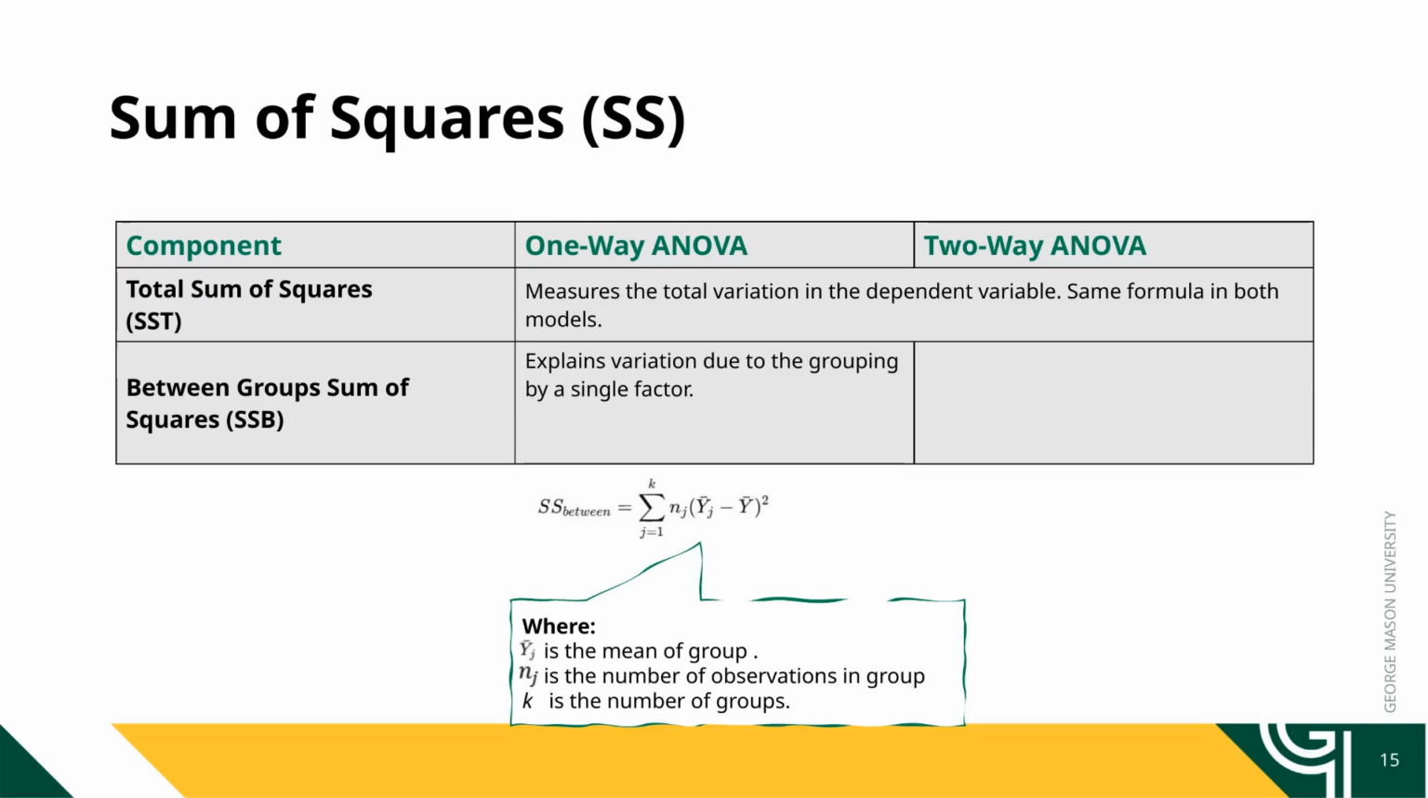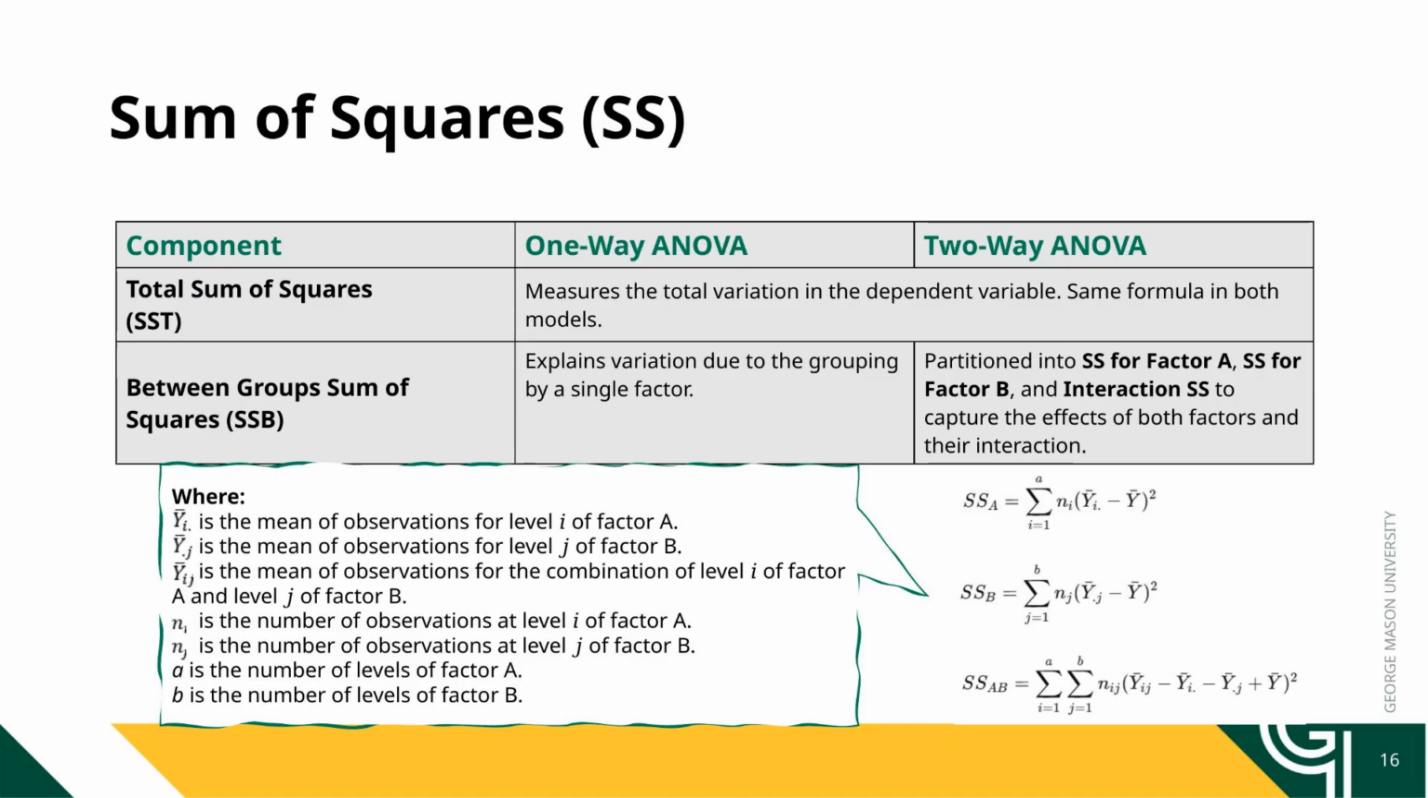In one-way ANOVA, this component quantifies the total variation explained by differences between groups of a single factor, capturing variability among the groups. In two-way ANOVA, the variation between groups is divided into SS for factor A, variation due to the first factor, SS for factor B, variation due to the second factor, and interaction SS, variation due to the interaction between the two factors, showing how their combination affects the dependent variable. This approach provides insight into how two factors and their interaction explain the variation.